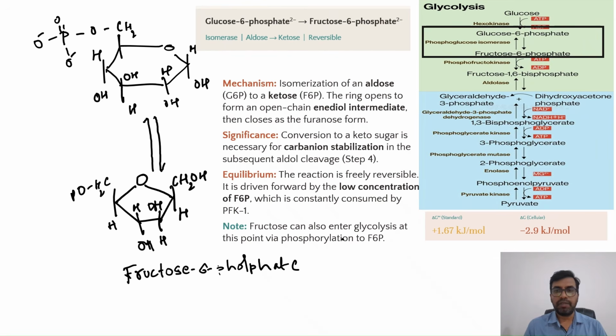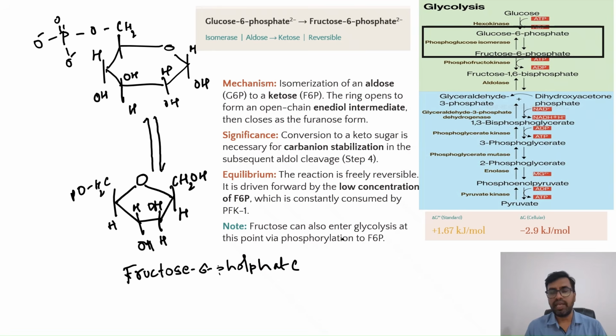This is the second step of glycolysis, where glucose 6-phosphate will get converted into fructose 6-phosphate. Now, if you see here, glucose 6-phosphate and fructose 6-phosphate are isomers. These are called functional isomers. Glucose and fructose are functional isomers.